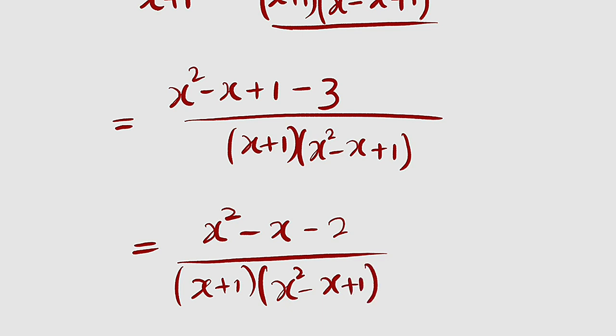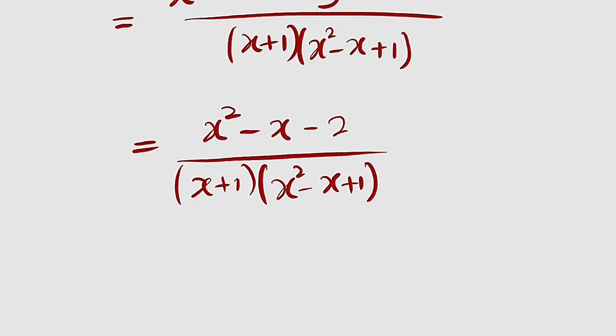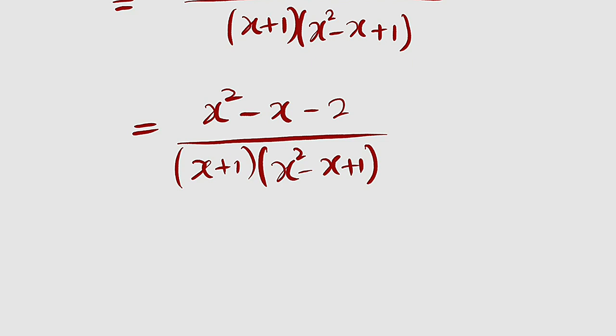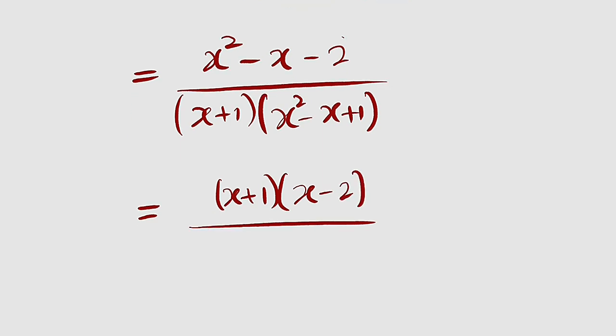And we can factorize the top because it is the same thing as x plus 1 multiplied by x minus 2, right? It is a quadratic expression that can be factorized. All you have to do is think of two numbers that you can multiply to get negative 2 and add to get negative 1. So this is the same thing as x plus 1 multiplied by x minus 2. You divide the whole of this by x plus 1 multiplied by x squared minus x plus 1.